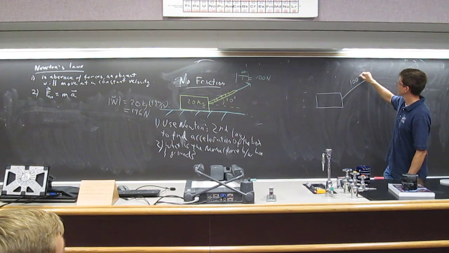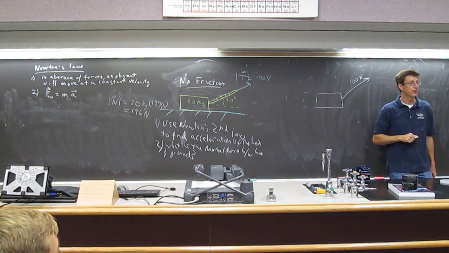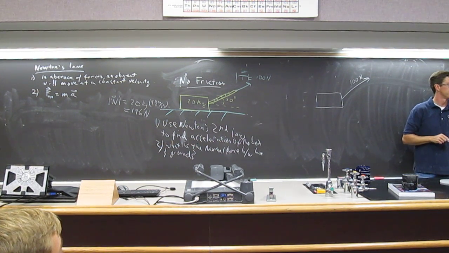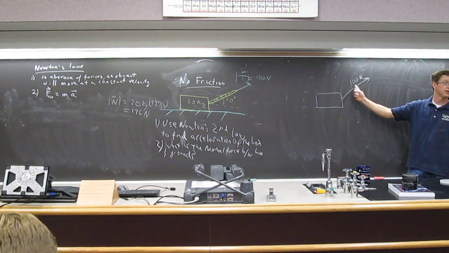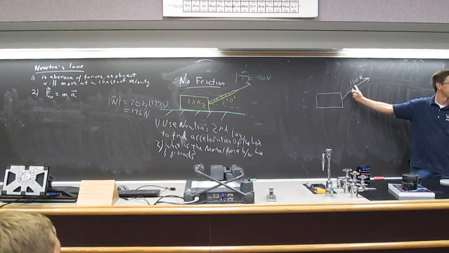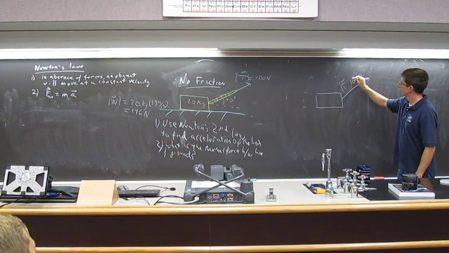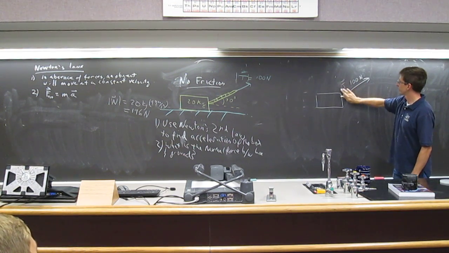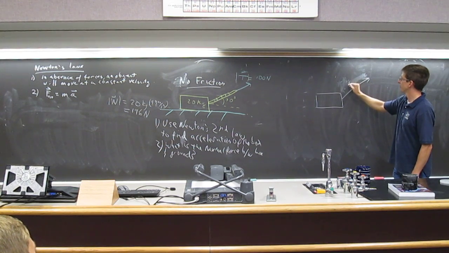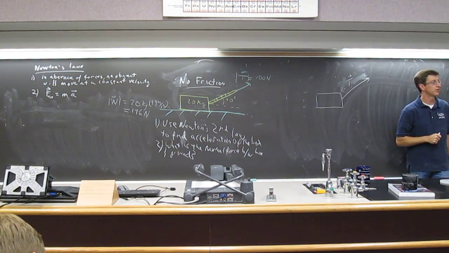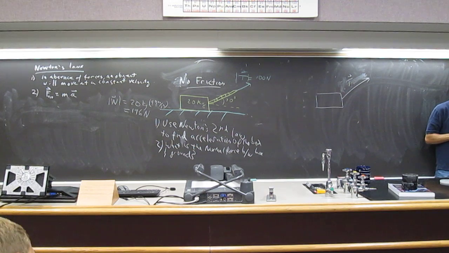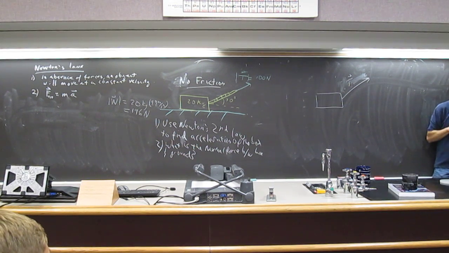So I have 100 newtons going that way, the tension force. I'm just going to label it with that 100 newtons to start out. Maybe I should just write tension force here. I'll just write tension force. We'll label it like that to start out. What other forces do I have on that block?